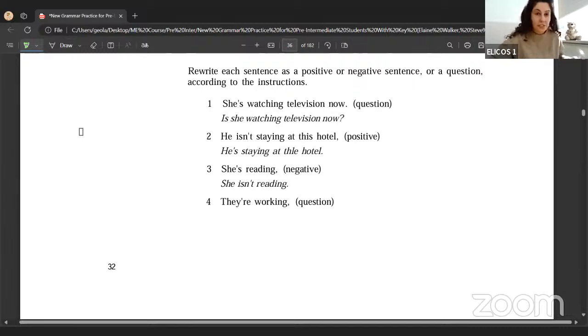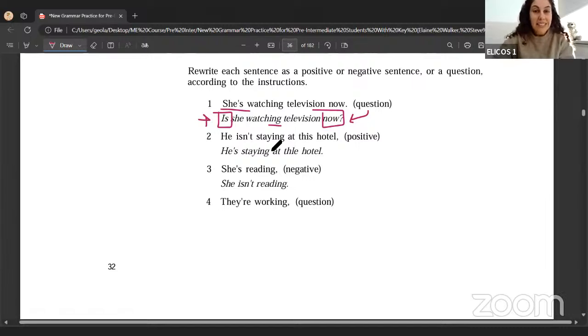The first two. So for example, she's watching television now. I want to make that a question. Is she watching television? I can see the ing. Remember, when we do a question, we start with the verb to be. So I'm asking someone, where is your wife? Is she watching television now? Okay, present continuous is now, exactly in the moment that I'm speaking.